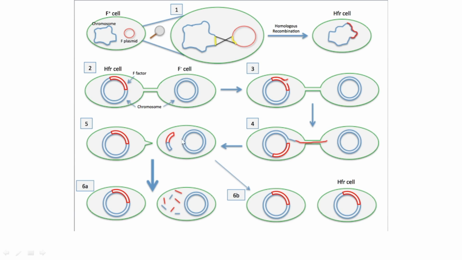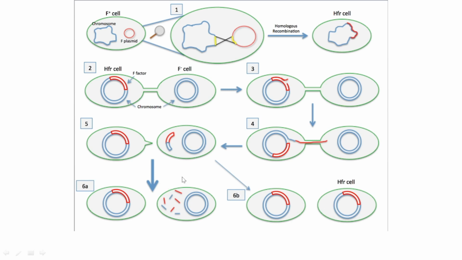And in this picture, we can see that the bacterial cell receives a complete single strand of the HFR chromosome. After this, two conditions are possible. One condition is that the migrated HFR chromosome can integrate into the bacterial chromosome and turn that F minus bacterial cell into an HFR cell. That is one condition.